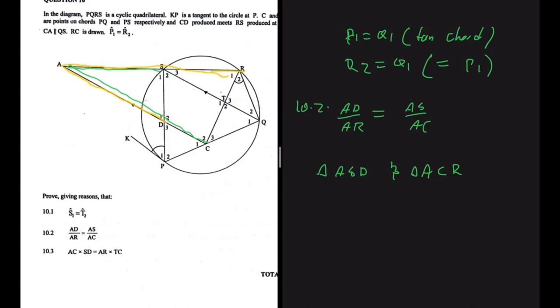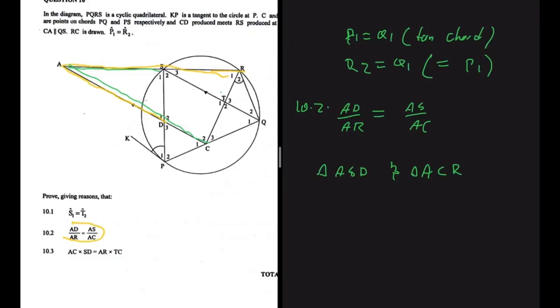So if we can prove that triangle ASD and triangle ACR are similar to each other, then we can play around with their sides and be able to prove that. So let's go ahead and prove that they are similar. Even when you look at them, they do look similar, but we have to prove it. We're not trusting our eyesight here.